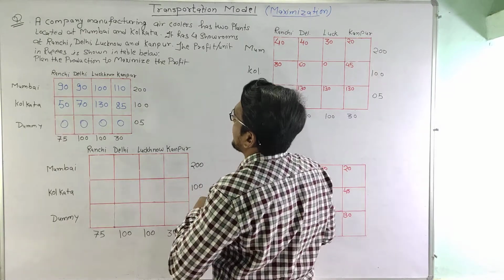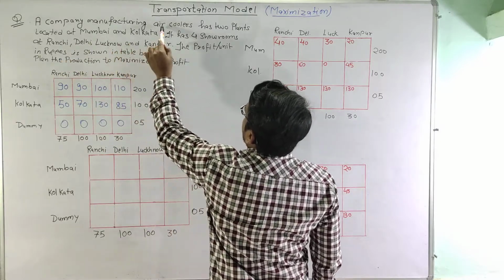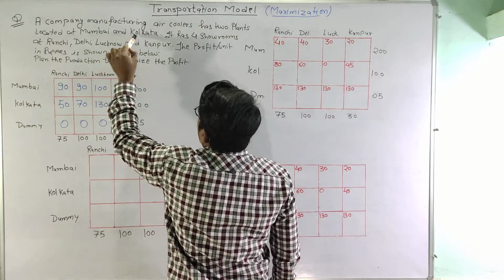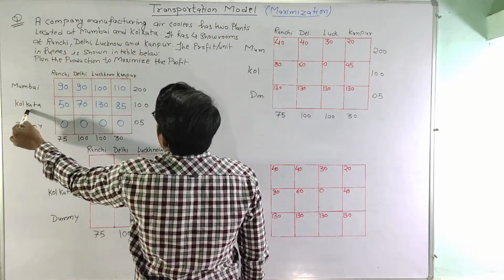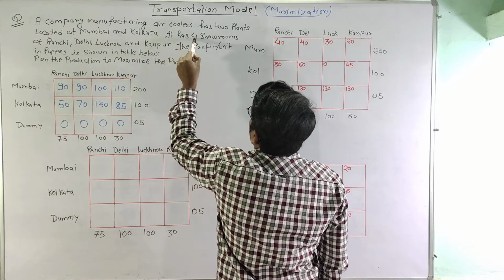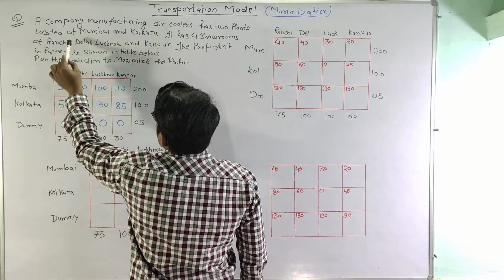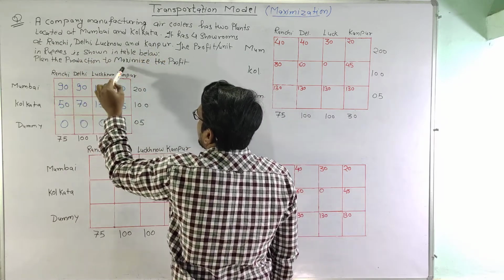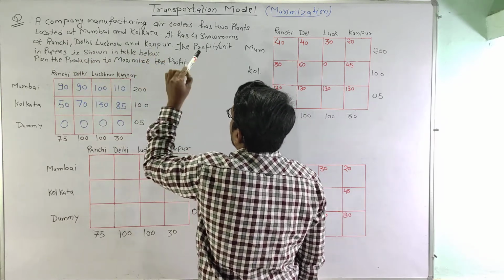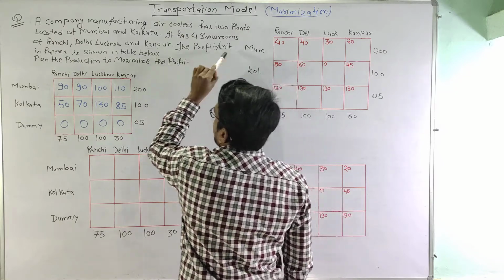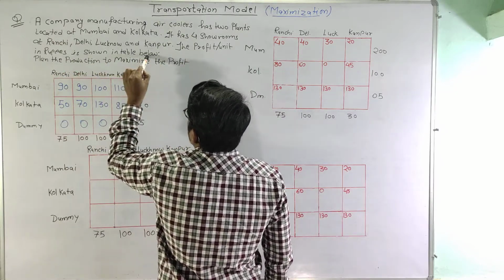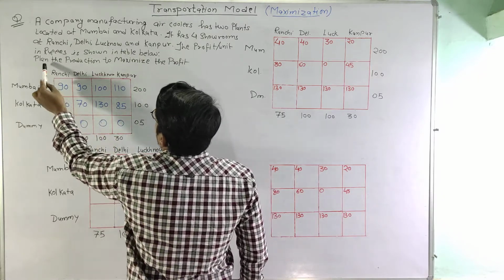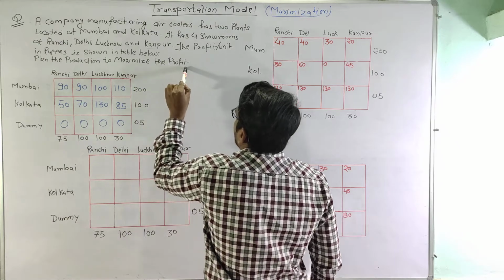The question says that a company manufacturing air coolers has two plants located at Mumbai and Kolkata. So these are two plants, Mumbai and Kolkata. It has 4 showrooms at Ranchi, Delhi, Lucknow and Kanpur. So these are the 4 showrooms. The profit per unit in rupees is shown in the table below. So these are the profit per unit. Plan a production to maximize the profit.